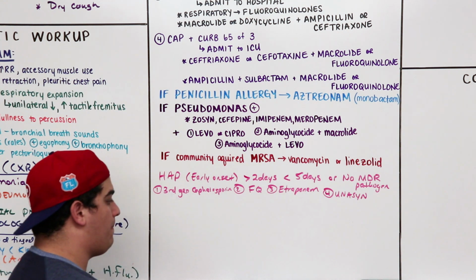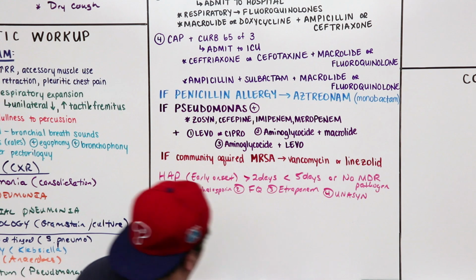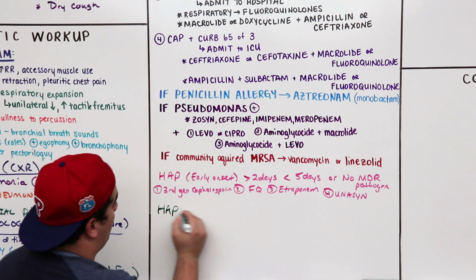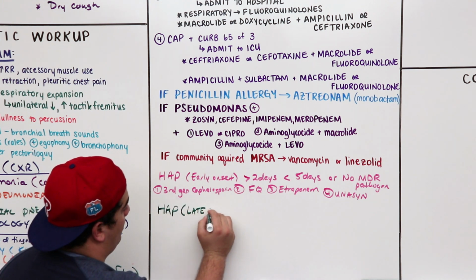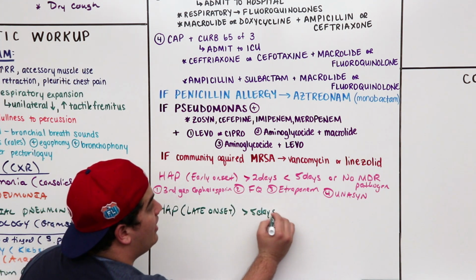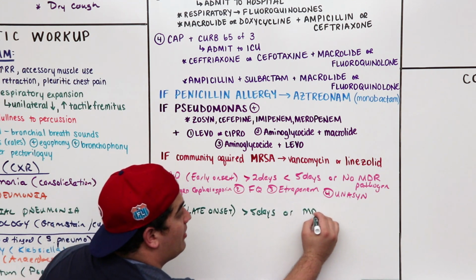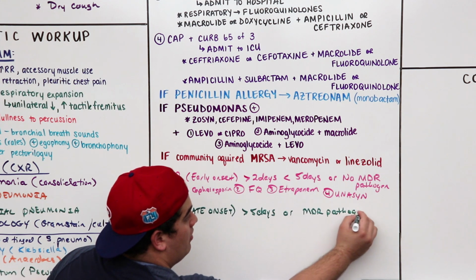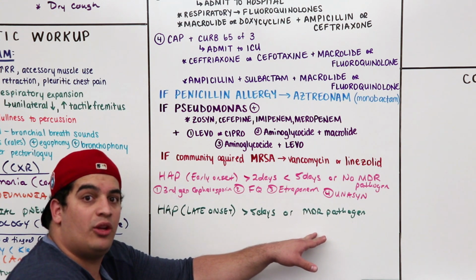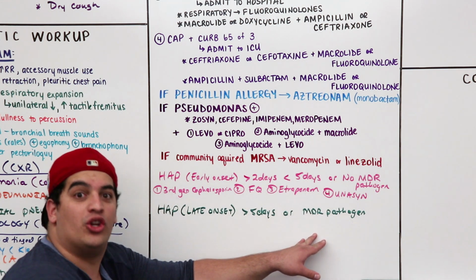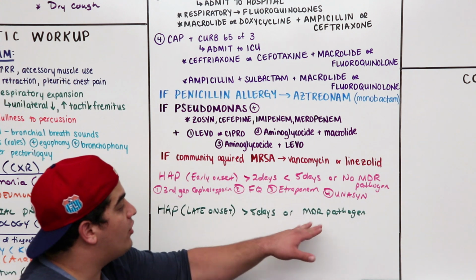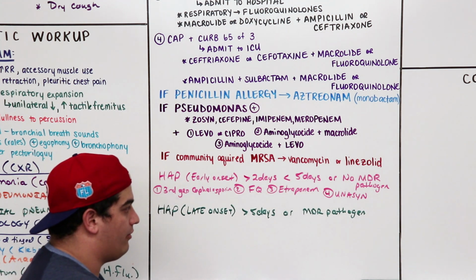Okay? Now, let's say that they're going to stay in the hospital a little bit longer than we want, right? So hospital-acquired pneumonia, late onset. There's a chance now that they have been there greater than 5 days, or they have developed a multi-drug resistant pathogen. Okay? This is important. Pathogens that become really, really resistant are your Pseudomonas, your MRSA, your Enterobacter, right? Your Acinetobacter. These are the really nasty ones that we have to be careful of.